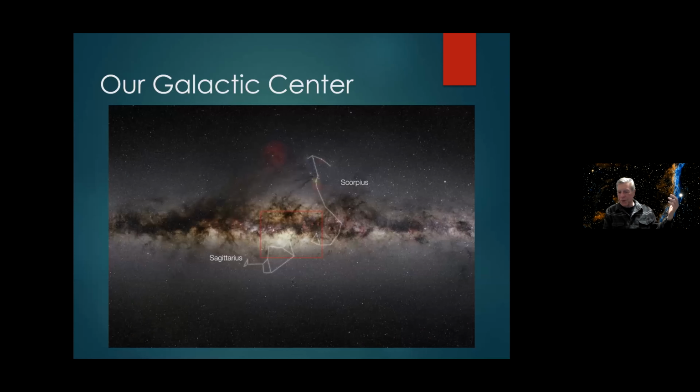Just to impress your friends, you can point out where the galactic center of our Milky Way is, just by finding the spout on Sagittarius, and basically looking at that space between the spout and the tail of Scorpius, and that's the approximate galactic center of the Milky Way.